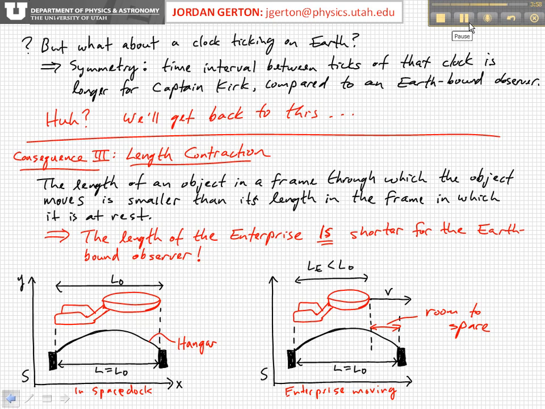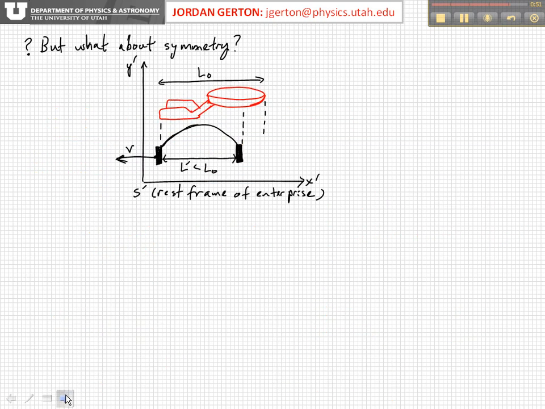Okay, but what about symmetry? What happens if we consider the same situation in the reference frame of the Enterprise? So in this case, in the rest frame of the Enterprise, of course, its length is L0. But now the hangar looks like it's moving to the left with velocity v, and it looks smaller to people on the Enterprise. The hangar is shorter than its rest length, L0, and now the Enterprise is too long and it won't fit.